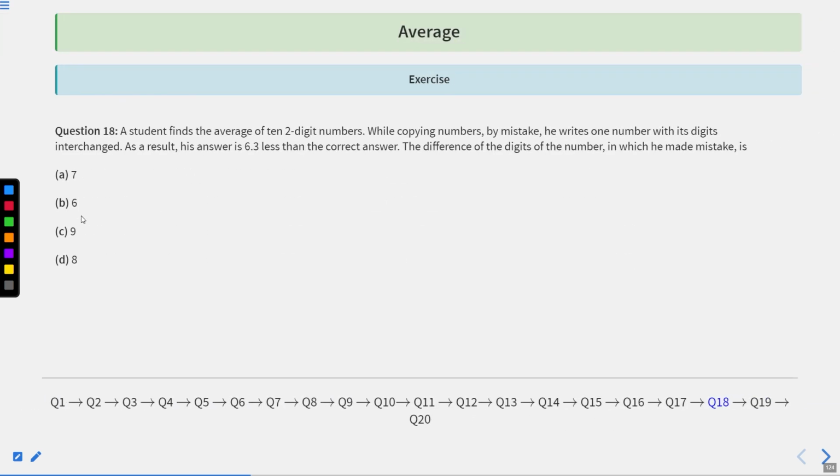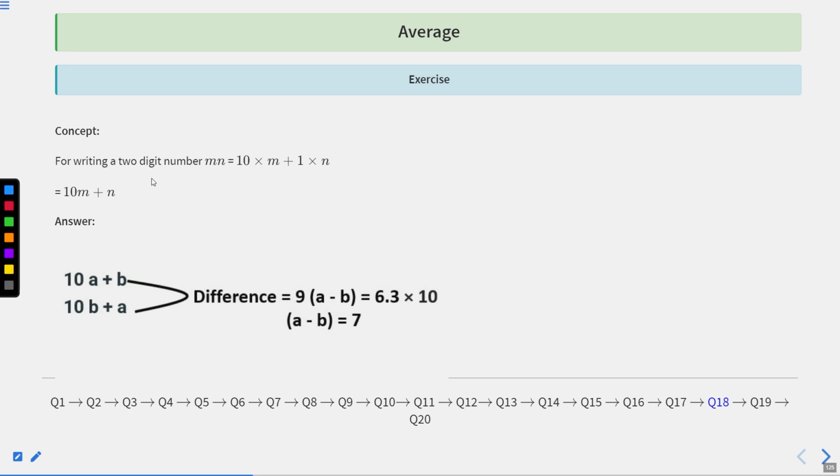So moving ahead to question number 18. A student finds the average of 10 numbers. While copying numbers, by mistake he writes one number with its digits interchanged. So if it was 17, he wrote 71. As a result, his answer is 6.3 more than the correct answer. Find the difference of the digits of the number in which he made the mistake.